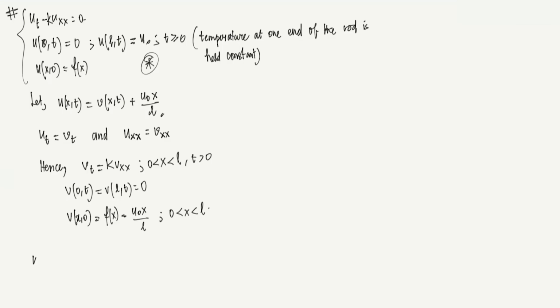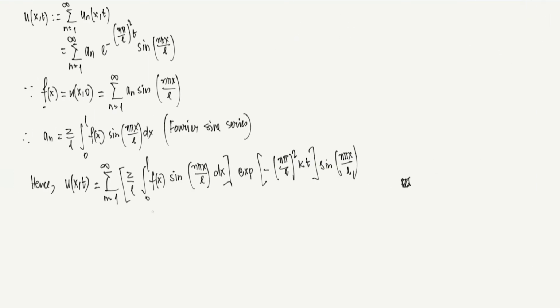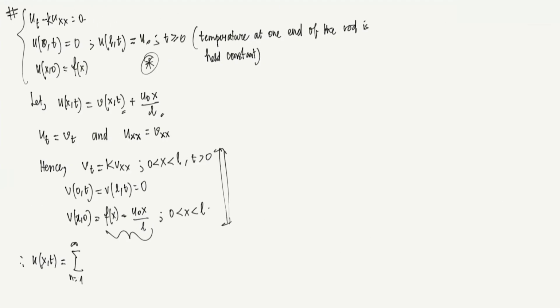I'm not doing this part, I'm just writing it out. This problem is the original problem which we already did, so we can solve it. This is your new f, whatever you want to call it. Now you just solve that problem and you have your answer. It is the sum from n equals 1 to infinity. v of x,t is essentially this particular thing, where f is replaced by f minus u naught x by L.